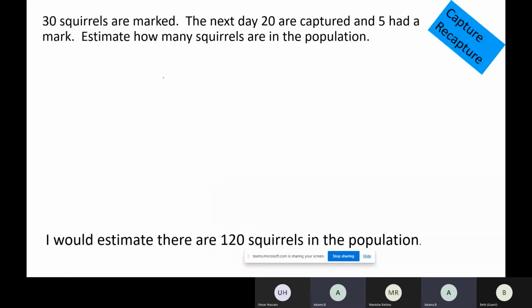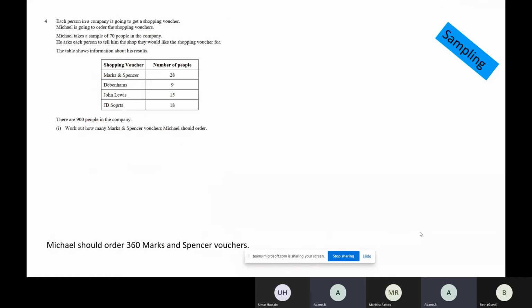Capture, recapture. I think this came across as being a high level problem, but if you're good at solving equations and you can set these up, 30 out of the whole population are marked, and we recapture 5 out of 20. So we solve our equation. 30 times 20 is 5x, divide by 5, divide by 5, cancel, cancel, 120 is x, and we write a comment. So it becomes quite quick and fairly intuitive.